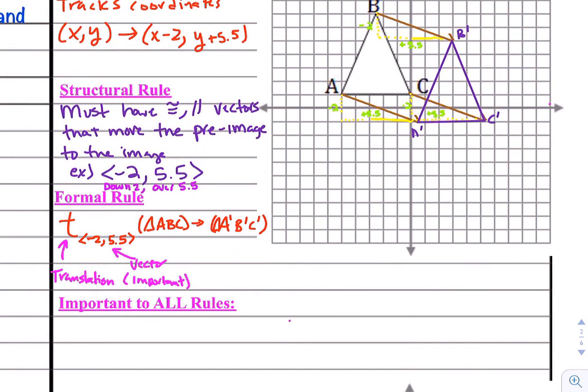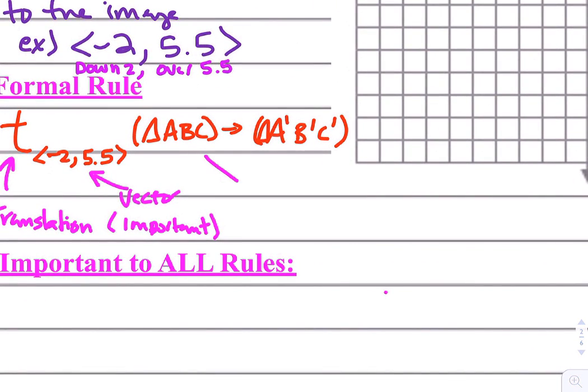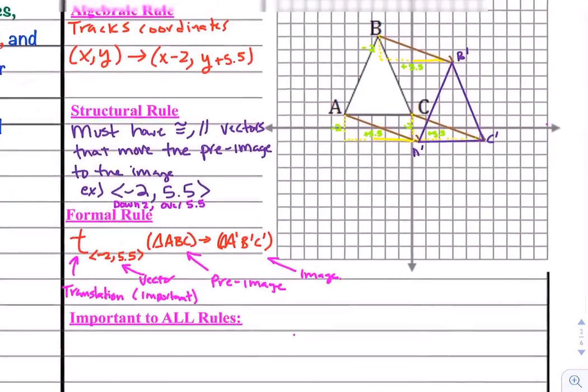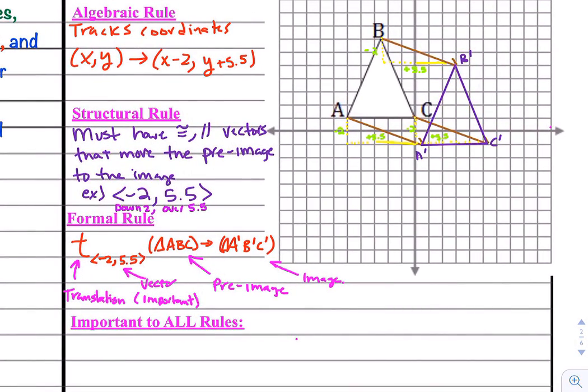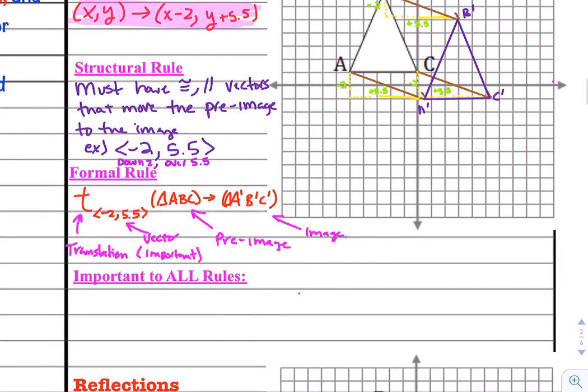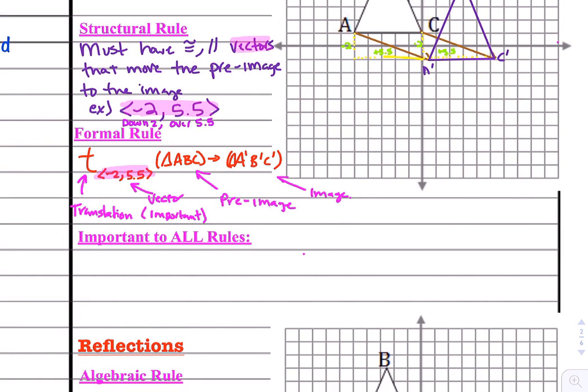Again, the vectors are those brown lines that show the direction of travel from B to B prime. This guy right here is your preimage, and this guy right here is your image. When you look at all this together, it should start to make a lot of sense. If the coordinates are all changing by going down 2 and then over 5.5, like you see in your algebraic rule, that means we are showing vectors, and that vector information is -2, 5.5, exactly like the algebraic rule. We can collect that in a formal rule where the vector shows up once more.